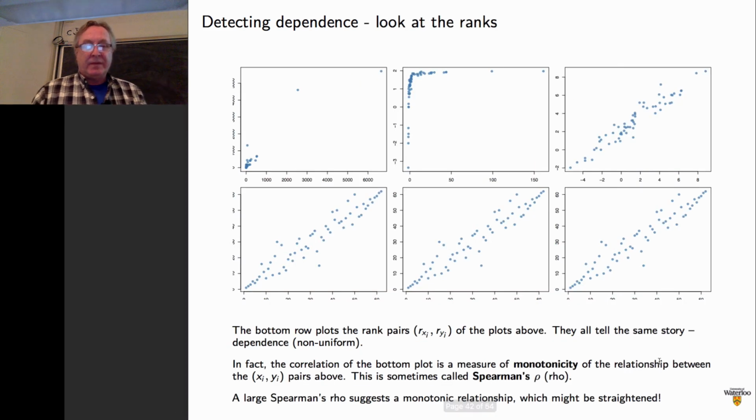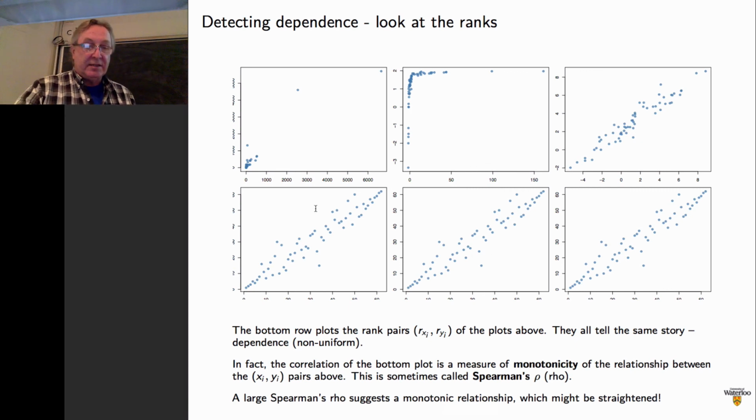Okay? So for example, if I'm trying to decide on dependence or not in any of these things, these are three different transformations of the mammals data, the body weight and brain weight. And here are the ranks. The ranks of that, ranks of that, ranks, because the ranks are preserved, right? These were order preserving transformations. I'm going to get the same ranks.